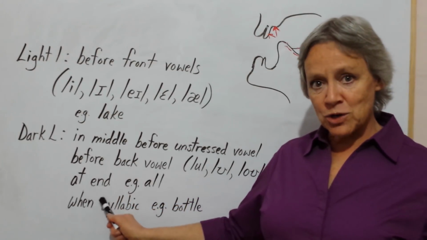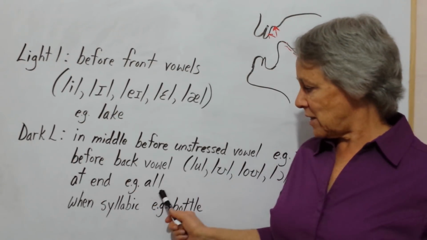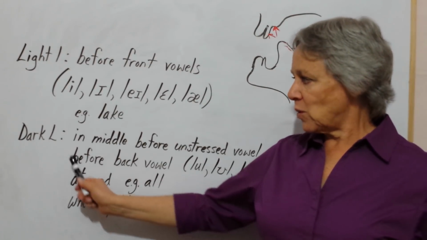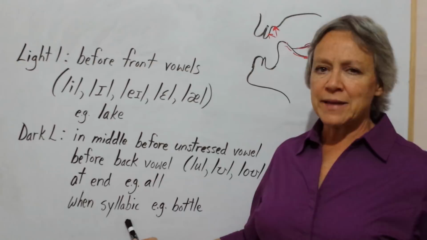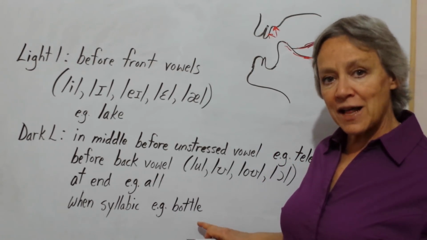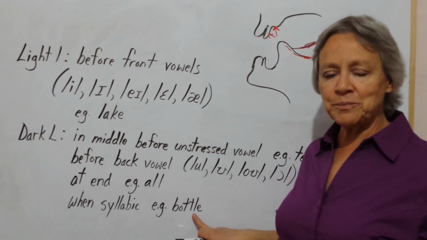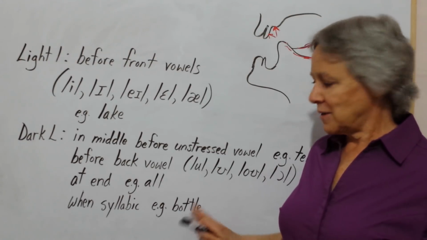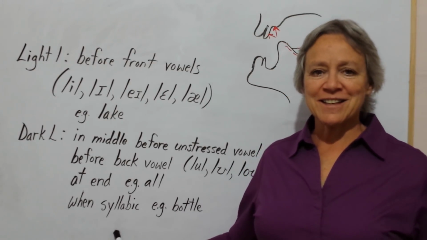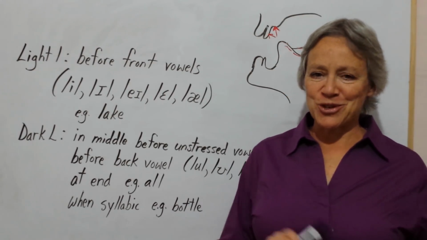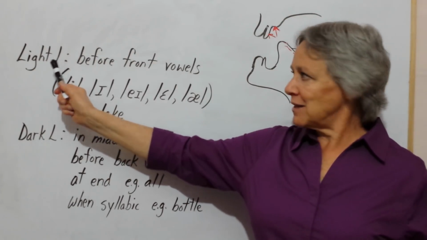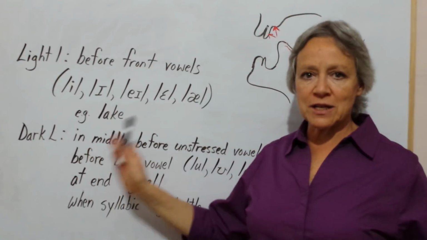And at the end of words, we get the dark L, as in the word all. And also when the L is syllabic. That means, it's usually at the end of a word, that the letter L is making a syllable without a vowel sound. If you want more information about syllabic consonants, I will have that in another video, so you can check my other video. But these are cases when the light L is normally used and the dark L is normally used.